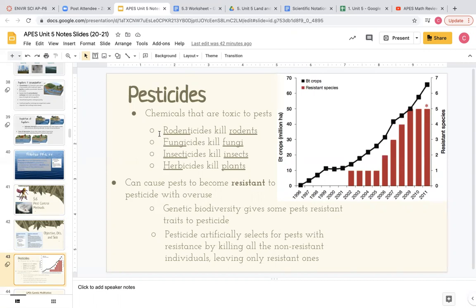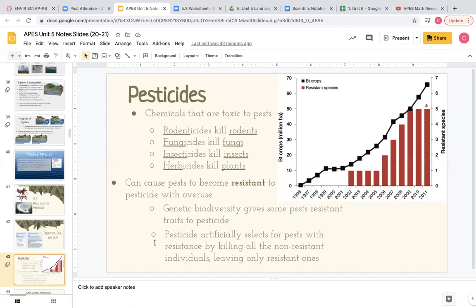So a lot of people get confused between a pesticide and an herbicide. Pesticide is just used to kill pests in general. Herbicide is specific for killing plants, so weeds. Roundup is considered an herbicide because it kills plants, weeds.